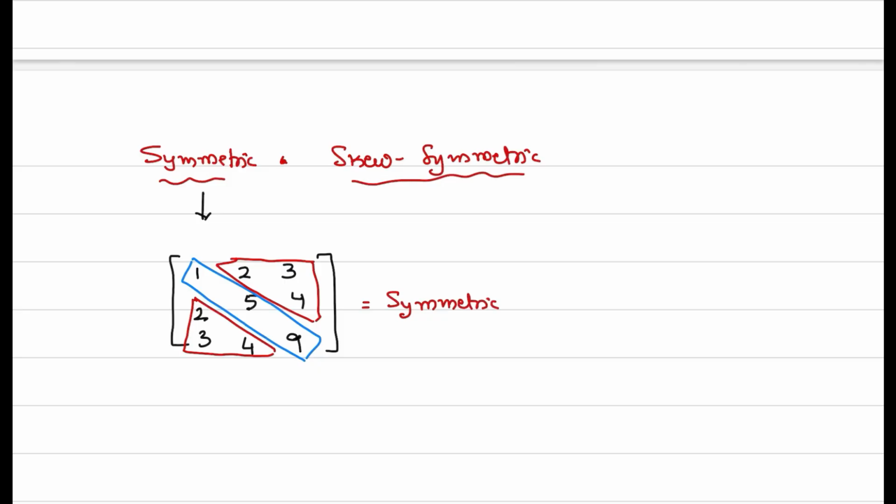Skew symmetric means, this can also be written in simpler form: if Aij is equal to Aji. What is this one? A11. A12. This one A21. A12 is equal to A21. That means Aij is equal to Aji. Ith row, jth column element is equal to jth row and ith column element. That is symmetric.